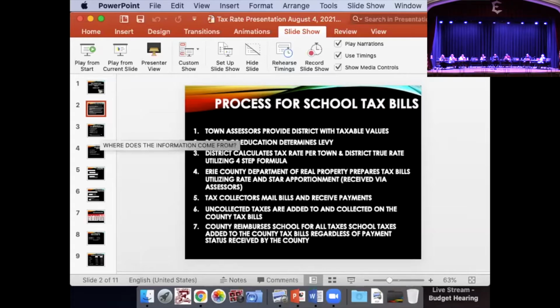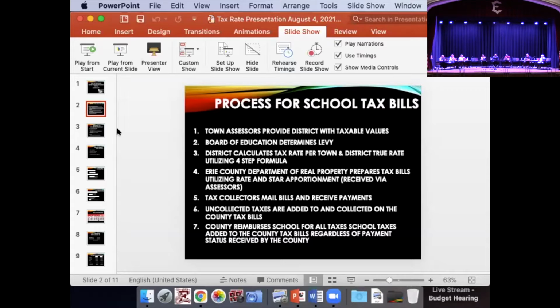Erie County Department of Real Property Tax Service prepares the tax bills using the rate and STAR apportionments received via the local assessors. Tax collectors mail the bills and receive the payments. Uncollected taxes are added to and collected on the county tax bills. The county reimburses the school for all school tax levies added to the county tax bill, regardless of payment status received by the county. The reason the county is obligated to do that is we cannot put a lien on a property, but the county can.